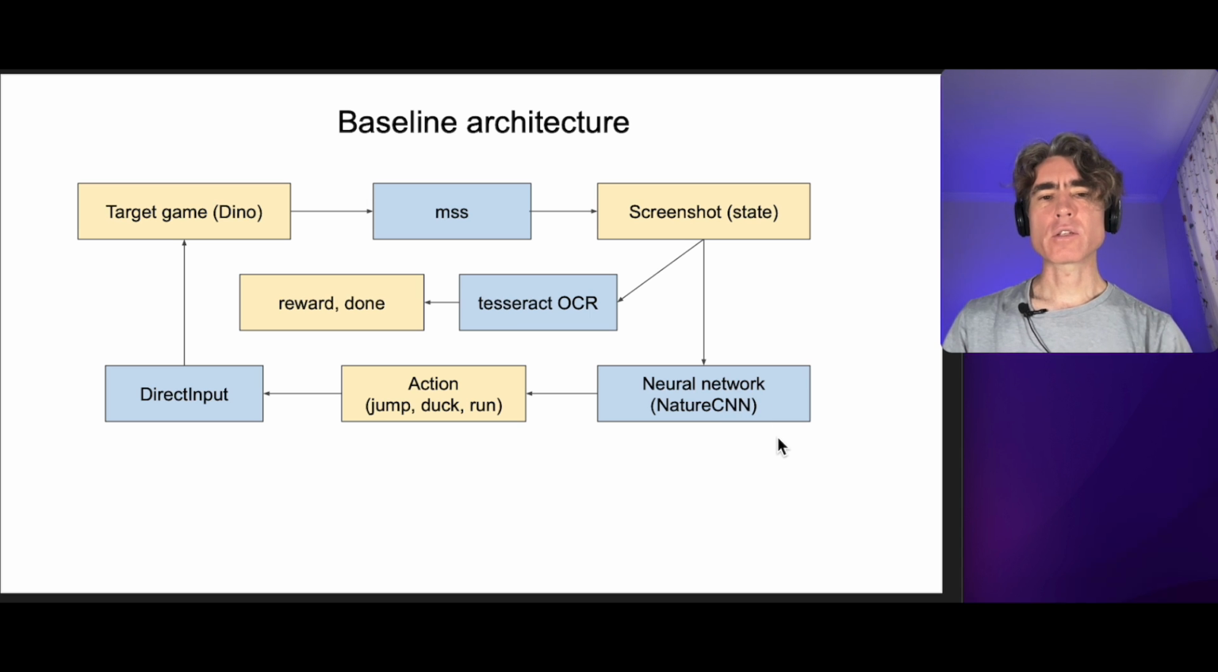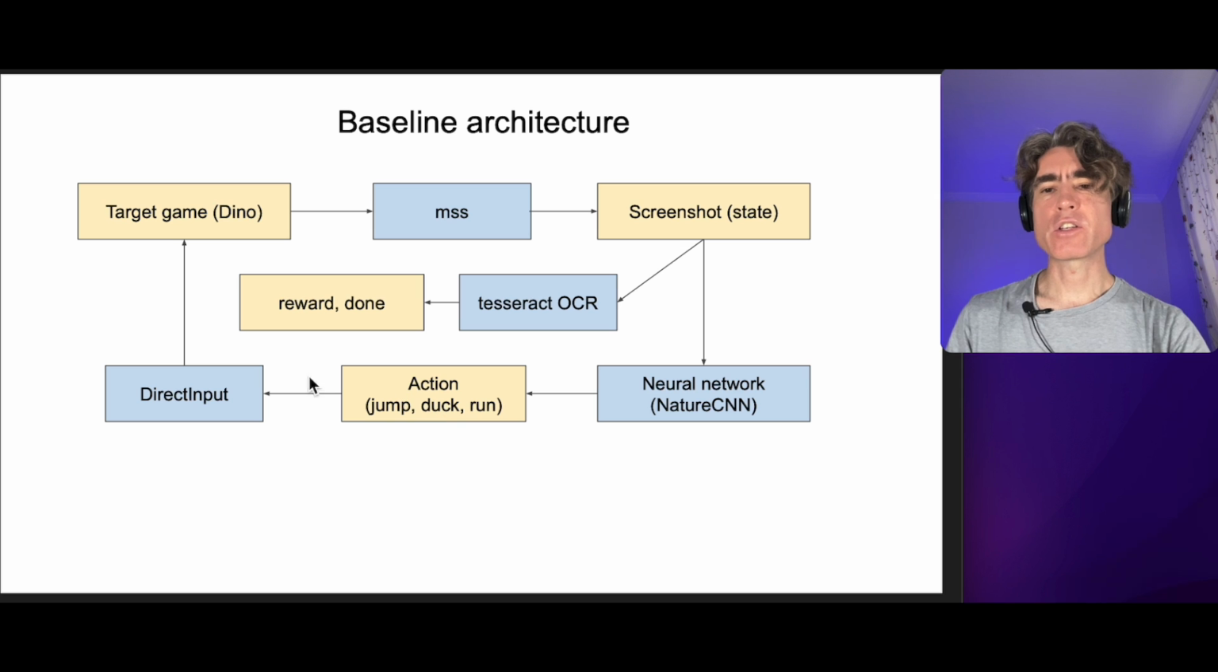Now, Nicholas is using Nature CNN, which is built into Stable Baselines 3. But the architecture comes from the original Mnih et al. Atari games paper. So the Nature CNN then outputs an action. Now, in the case of Dino, there are 3 possible actions. We can do nothing, we can press space to jump, or we can press down to duck.